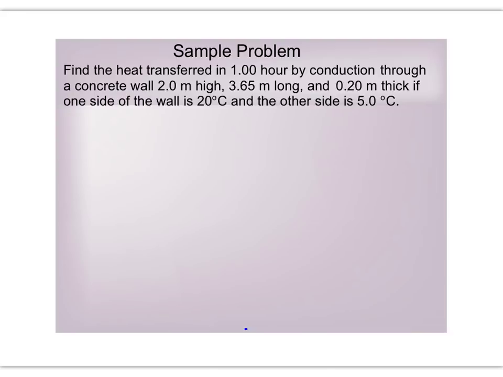Okay, so we have this concrete wall separating probably 2 rooms. So in the front of this wall is one room, and then behind the wall is another room, and so they're at different temperatures, those 2 rooms. We're supposed to find how much heat is transferred in 1 hour by conduction through this concrete wall. So one of the things we're going to need to know is what is the K for concrete?